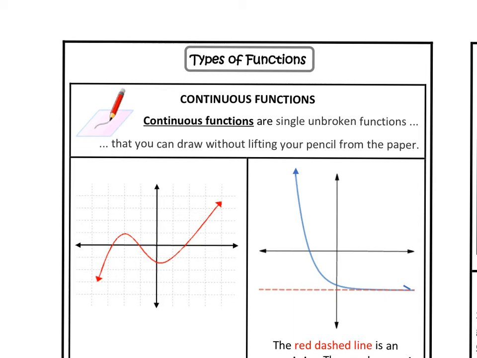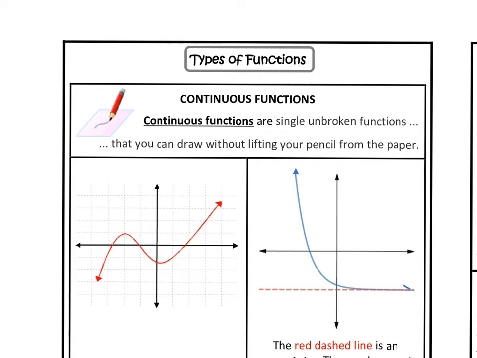For example, let's say I wanted to draw this graph in red. Can I do that without lifting my pencil, or in this case my arrow? Yeah, every time I lift it, it disappears, right? But I can draw it without lifting my pen.